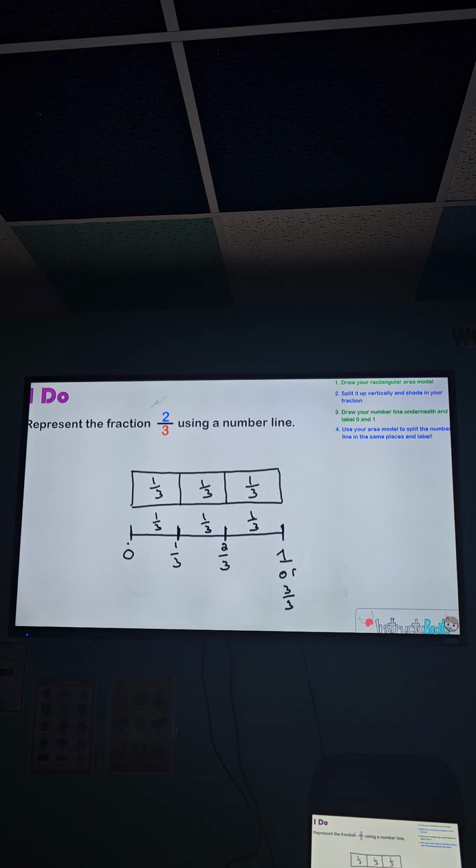So now if I want to represent 2/3, I would need 2 unit fractions. There we go. If I wanted to represent it on my number line, I'm going to shade in 2 of my unit fractions from 0, right? So 0, 1/3 plus 1/3, right? Those are my 2 unit fractions, which brings me right here to 2/3. So you can see I've shaded that in. So I've used my area model to help me with my number line.